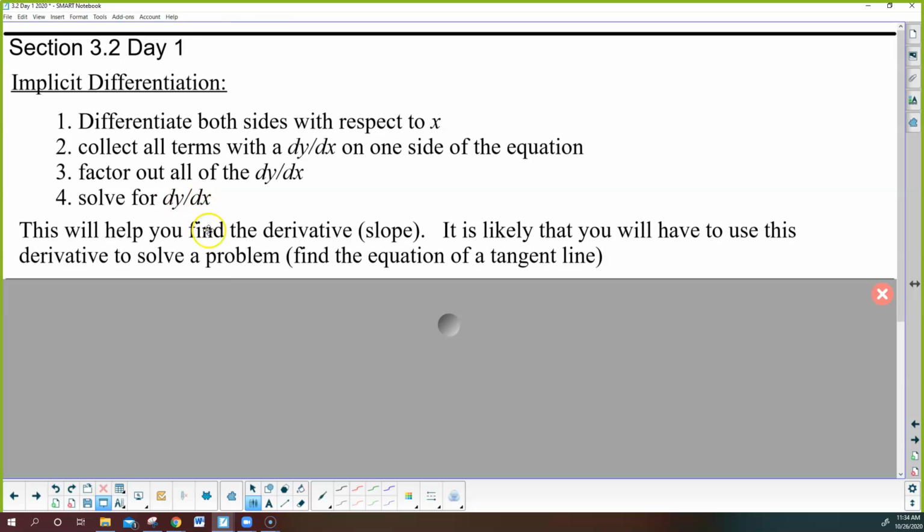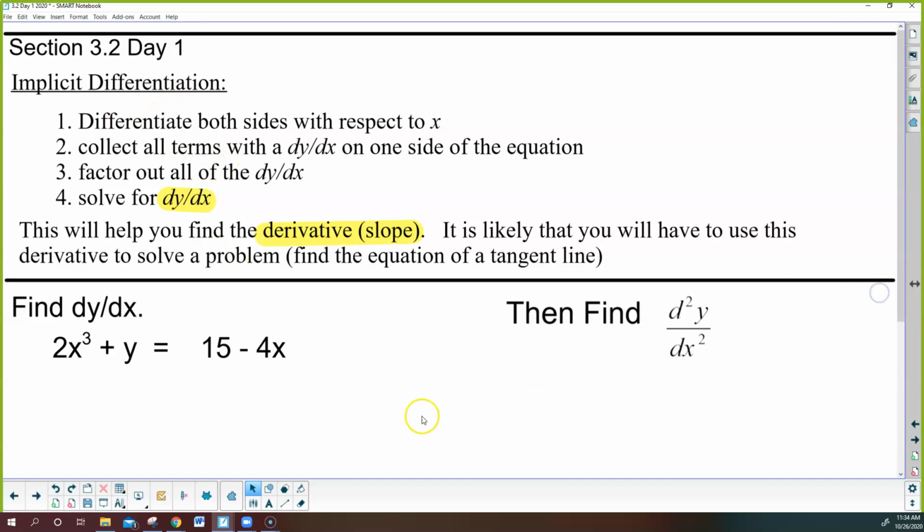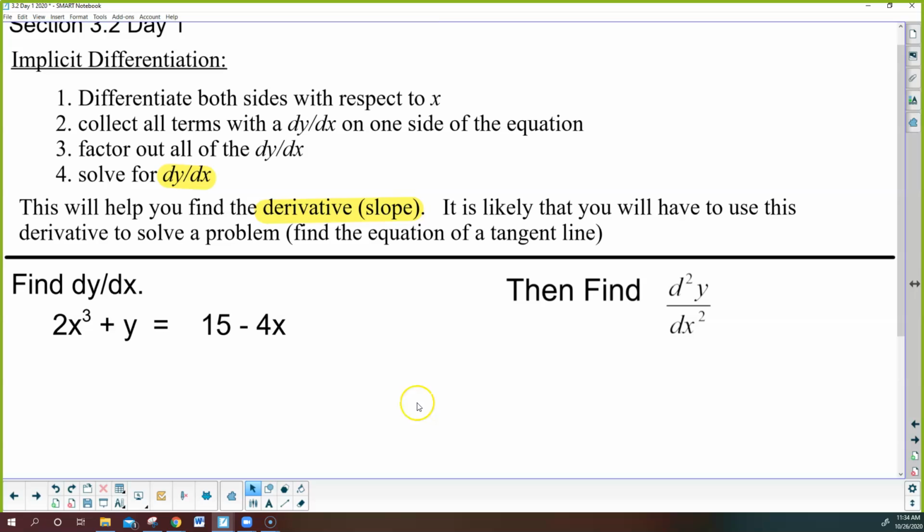Remember what dy dx stands for. That's one thing kids often forget. When we solve for dy dx, that is the derivative. Well, the derivative is a slope. And if you know the slope, we could most likely ask you to use this problem to help us find the equation of a tangent line, maybe finding horizontal tangent lines, vertical tangent lines. So we can ask questions based off of the work that we're doing. All right, I'll give you a second to get caught up here.